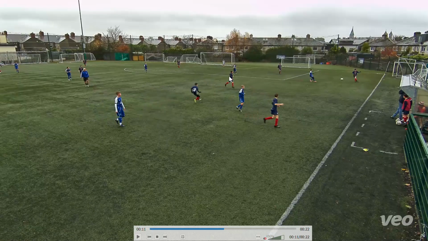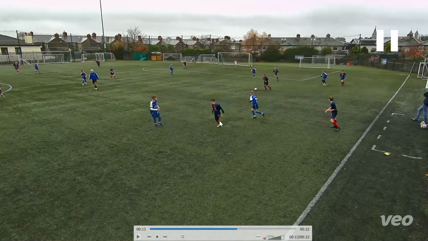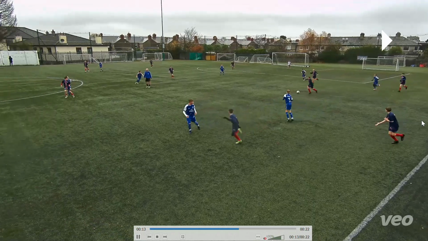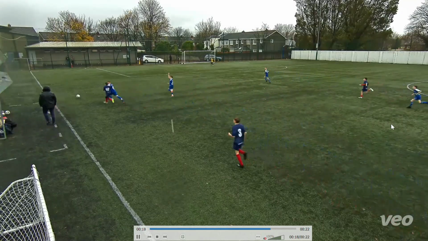Look at this. Centre mid drifts across in time. Our centre forward drops in there and our other wide midfielder is coming across to help. We use that overload well, and look at the run from our centre forward into that channel behind the fullback. He takes it on. That is superb.